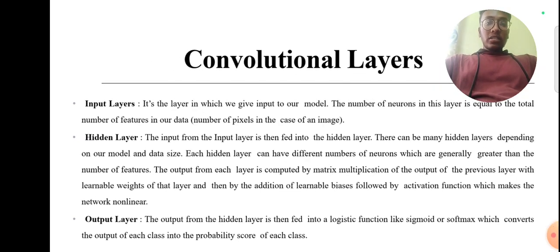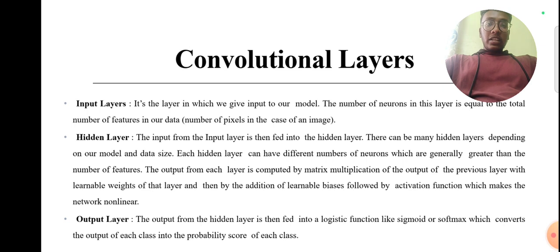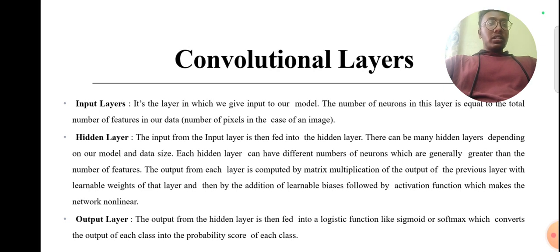You can see clearly here, there are mainly three layers. The first one is the input layer, the second one is the hidden layer, and the third one is the output layer. In the input layer, we give input to our model. The number of neurons in this layer is equal to the total number of features in the data. The input from the input layer is then fed into the hidden layer.